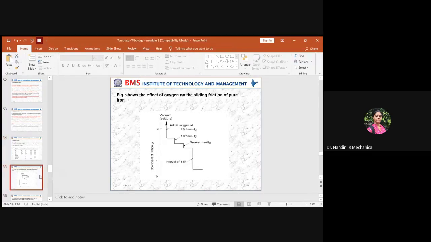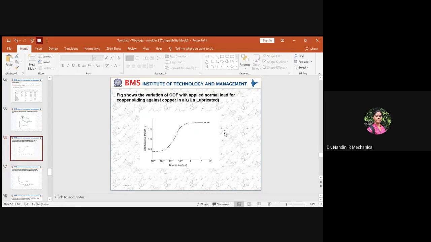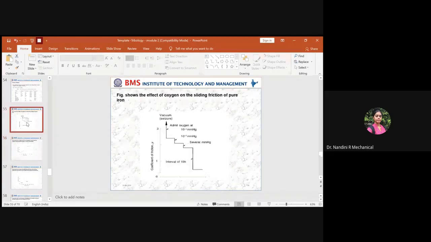Only one graph I'll show you before going to the next slides, for how the coefficient of friction is varying. Here you can see the effect of oxygen on the sliding friction of pure iron. You have a pure iron exposed to the external environment, or subjected to vacuum, which we are discussing here. All iron materials have a very free nature to get rusted easily. Why? Due to the effect of oxygen in the external environment.